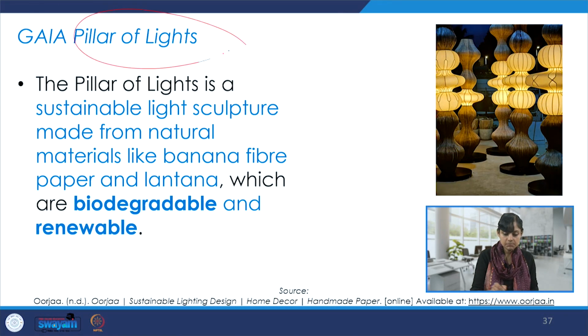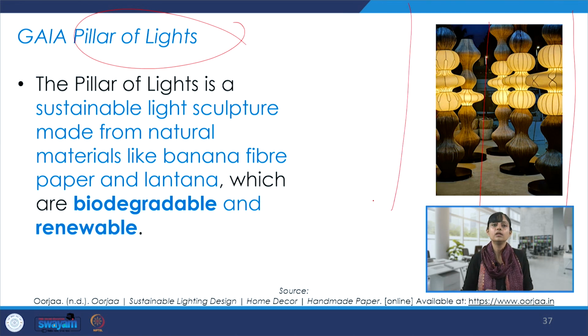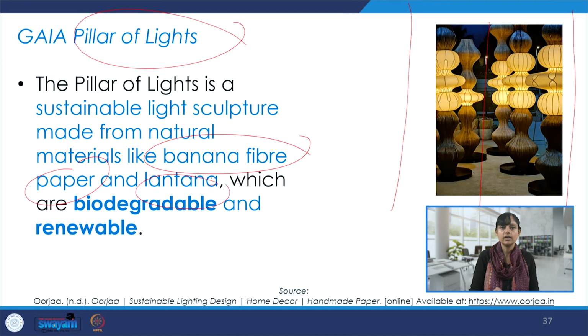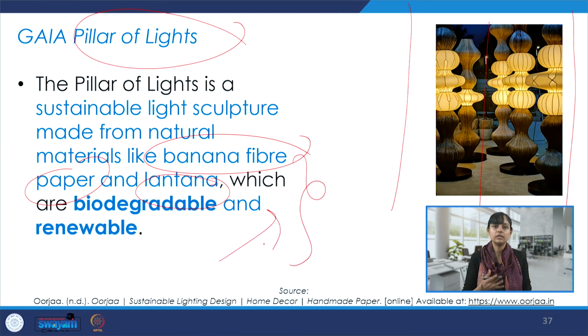Then this interesting pillar of lights design over here. So it is a sustainable light sculpture made from natural materials like banana fiber, paper, lantana again. And these are biodegradable and renewable. So that's the advantage and that's the buzz and the plus point.